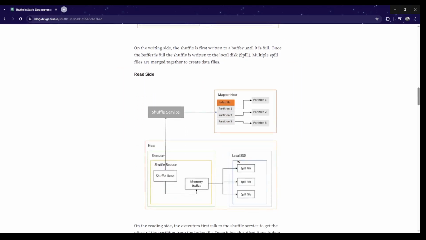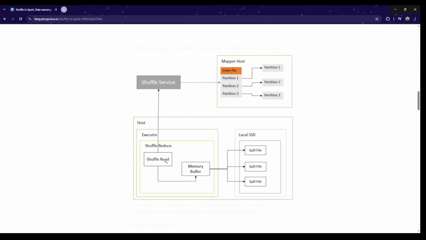On the reader side, the shuffle read will talk to the service or executor in this case, and it will say, boss, I want this particular data. It will say, okay, there is an index file which says where partition 1 is located, where partition 2 is located. So it will read those partitions. This is not a DataFrame partition, this is a data partition per se. That partition is read by the shuffle read process, and if the memory buffer gets filled, it will again write it to disk.